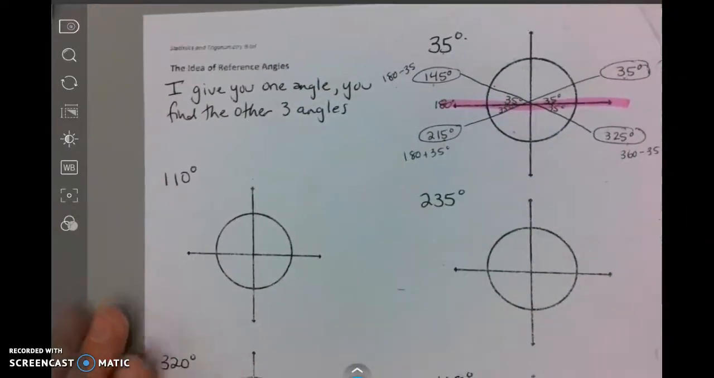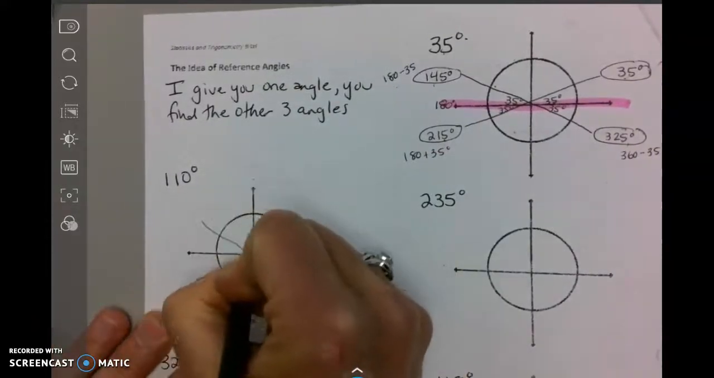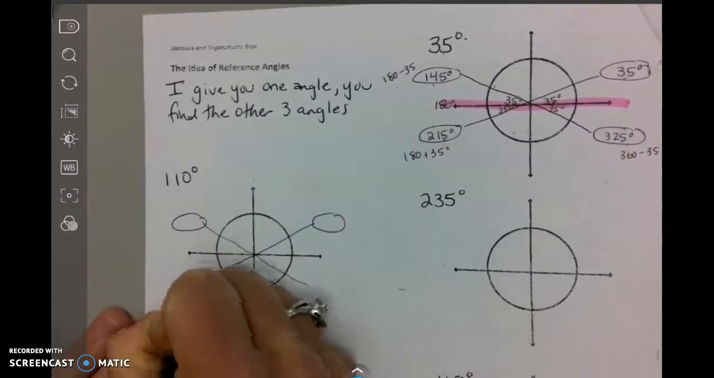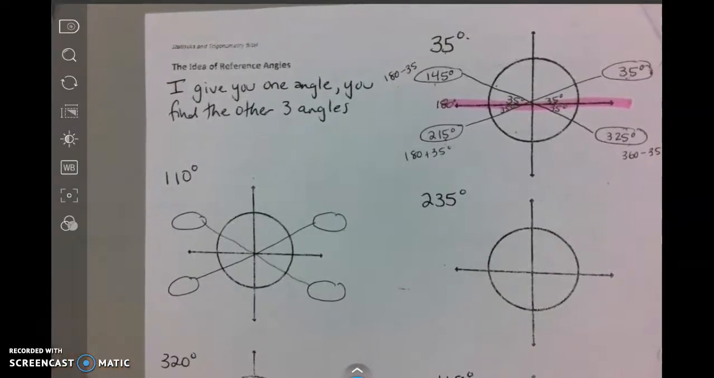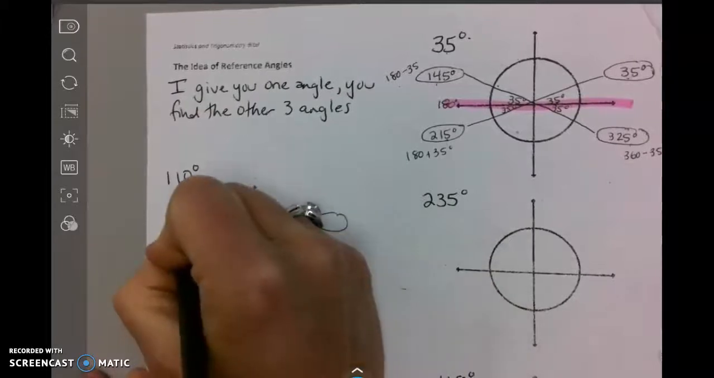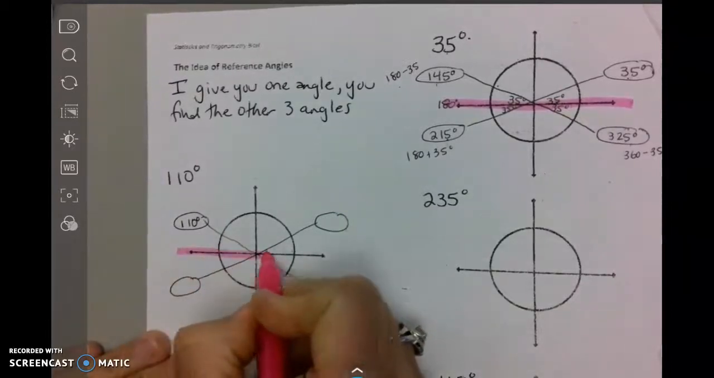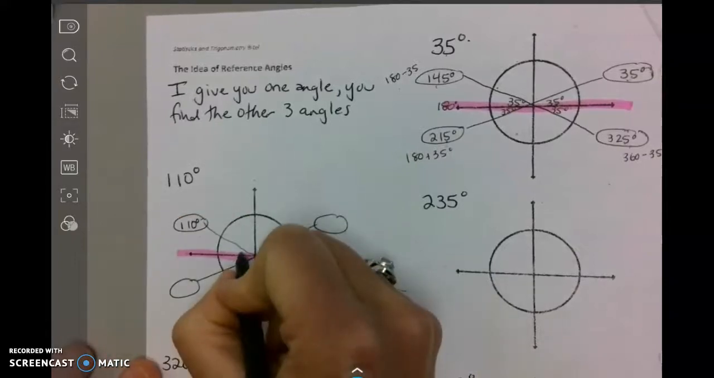All right, so let's look at 110 degrees. I'm always just going to draw my x, and then what I've got to figure out is which quadrant the 110 is in. Well, I know this is 0, this is 90, this is 180, so the 110 must go here. Now again, you have to remember my reference angle is in terms of the x-axis. So I need to figure out what this angle here is.